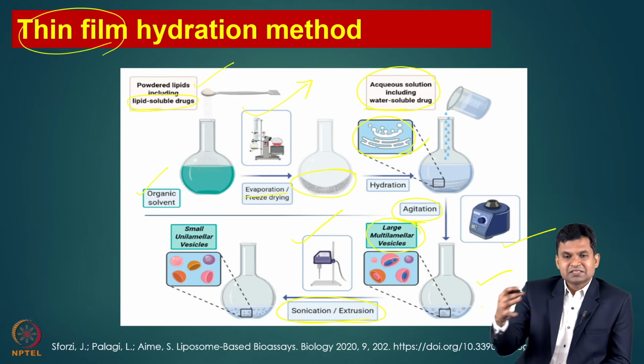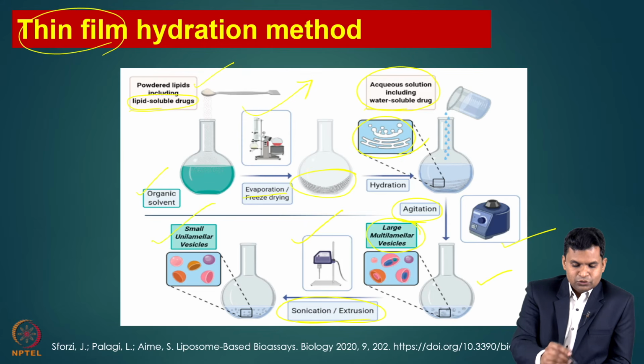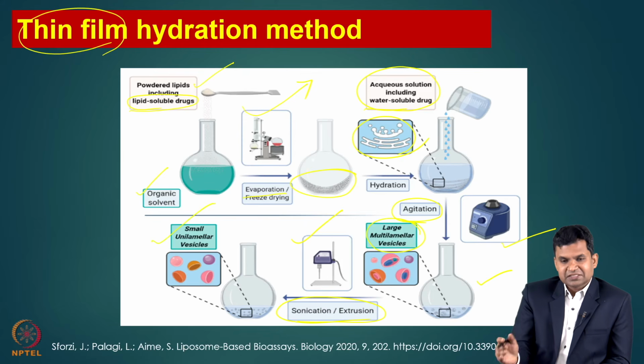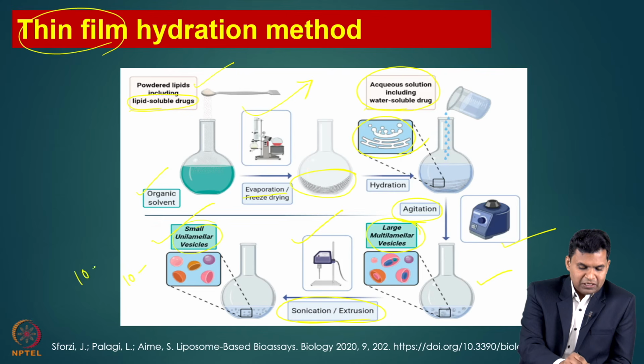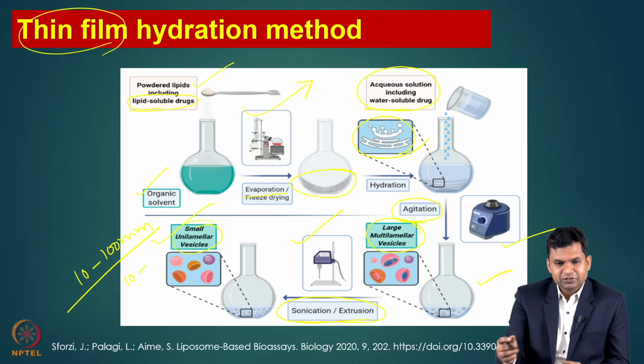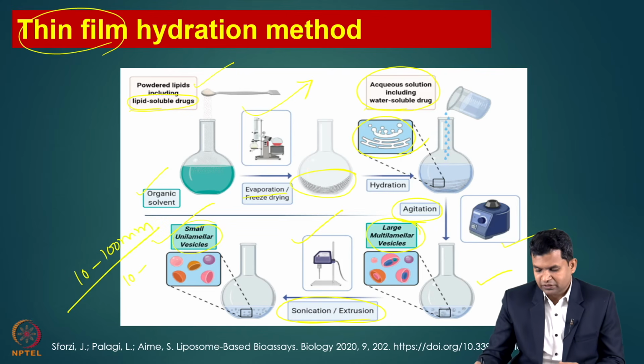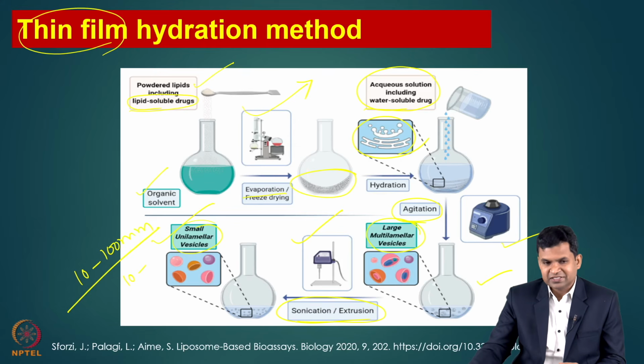Here the number of layers is very high compared to small unilamellar vesicles, and the size is very high. So, you need to do the sonication or disruption method, applying some energy, so that it can be converted into small unilamellar vesicles, especially of 10 to 100 nanometer particle size. After that you can do the purification. If you want to read more, you can go through this link.